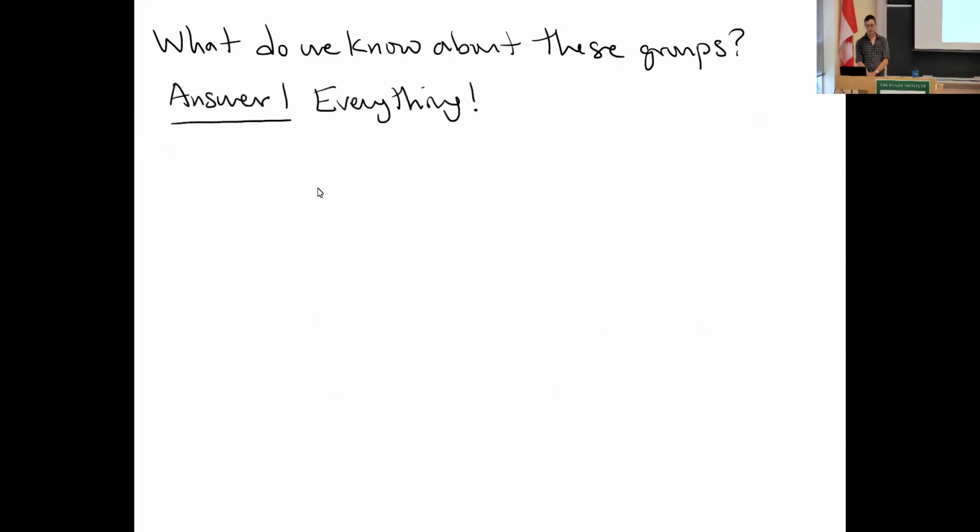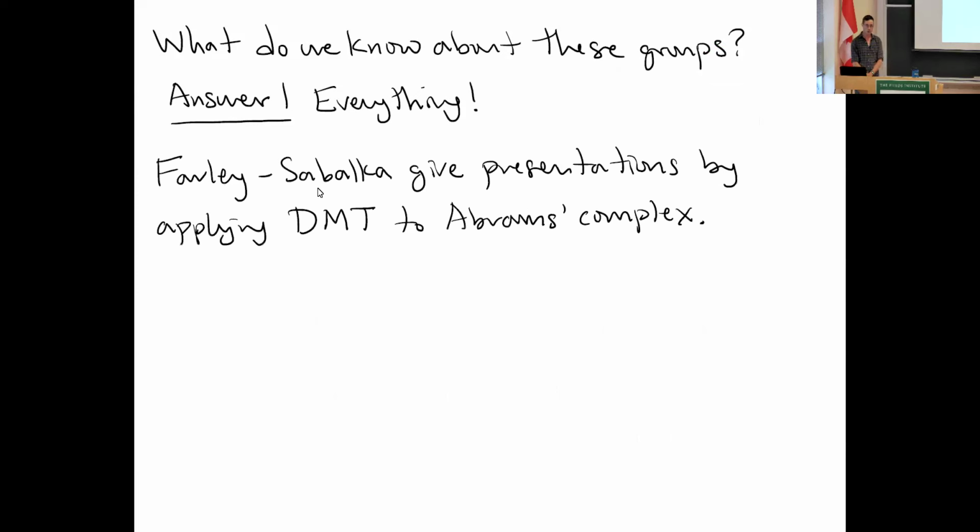So one answer to that question is we know everything, because Farley and Sabalka have given us a presentation. They apply discrete Morse theory to Abrams' cubical approximation, and they get a presentation. But there are two problems. One problem is that a presentation only gets you so far. It often doesn't even get you to knowing whether the group is trivial or not.